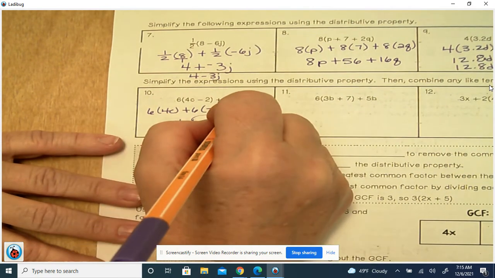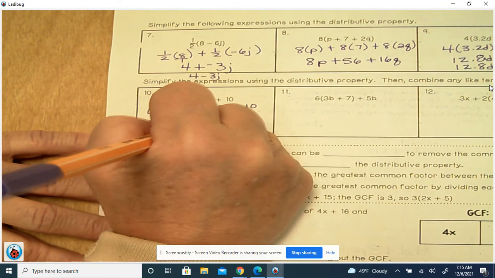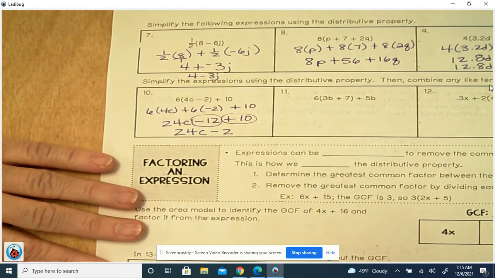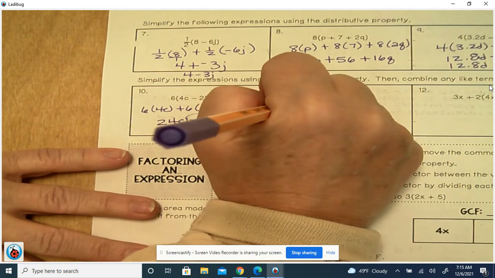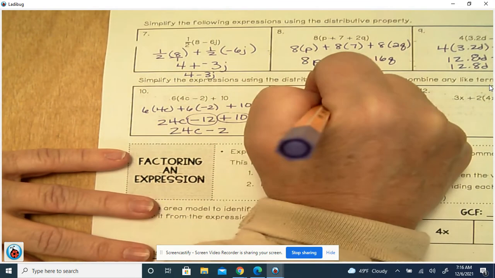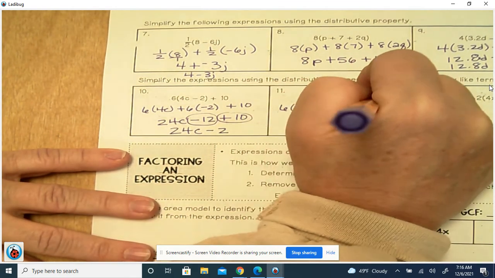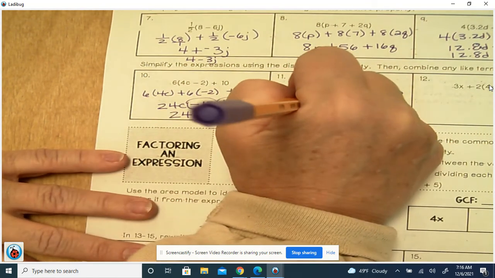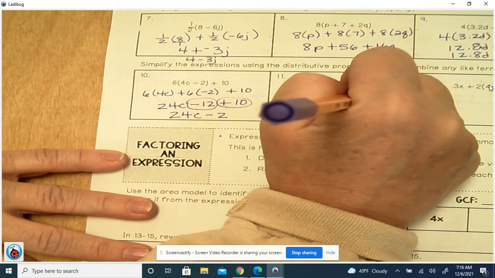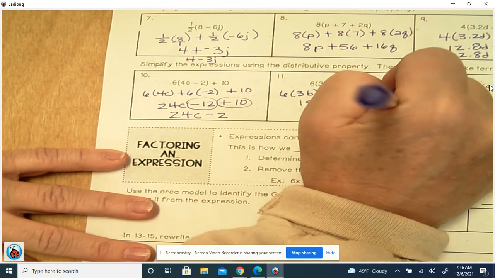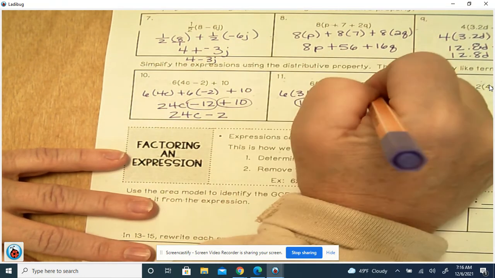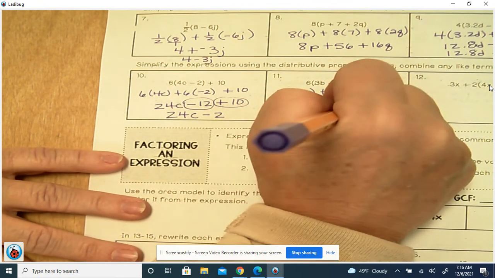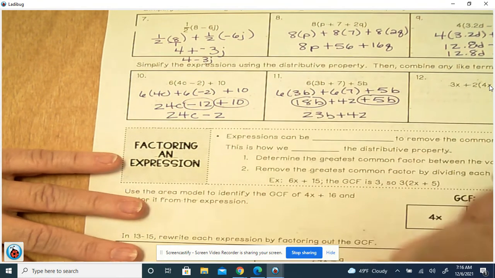So we've got this negative 12 and this 10. So that gives us 24c minus 2. Different sign, subtract. Here we've got 6 times 3b plus 6 times 7 plus 5b. 6 times 3 is 18b plus 42 plus 5b. And if we combine these like terms, 18 plus 5 is 23b plus 42.